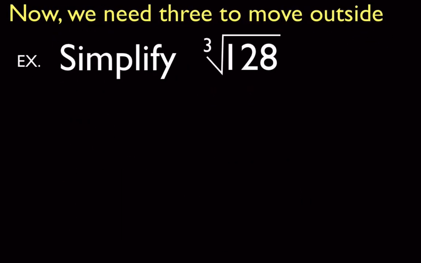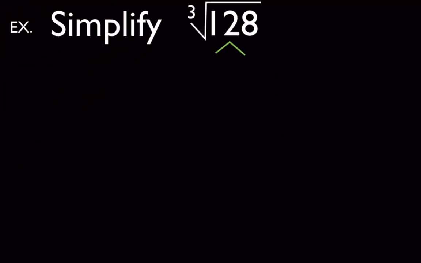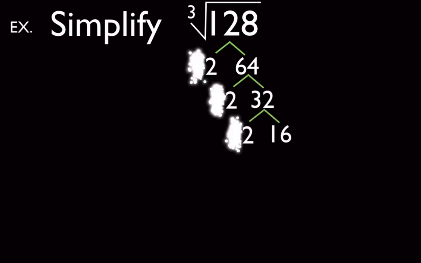Okay, now what we're going to do is look at an example with a 3 on the outside. It is incredibly important to notice that 3 because the process, while the same process, changes in that instead of taking 2 to exit the square root sign, so to speak, now we need 3 to exit the cube root sign. So we're going to go ahead and follow the same process. We're going to make our factor tree, continue to follow that process.